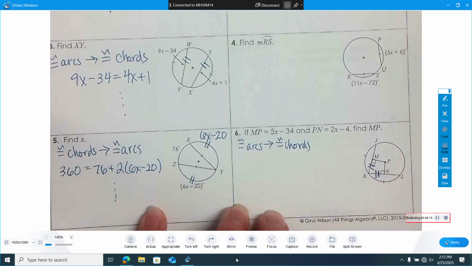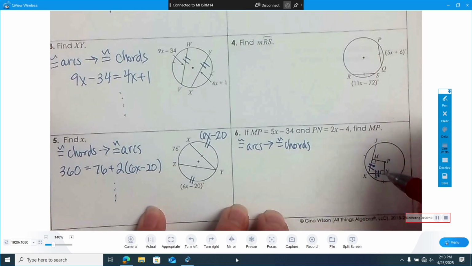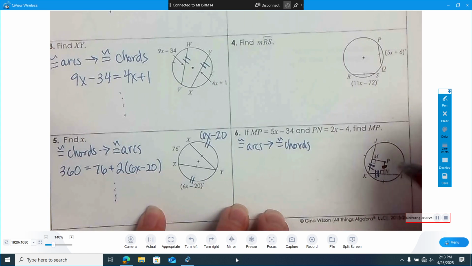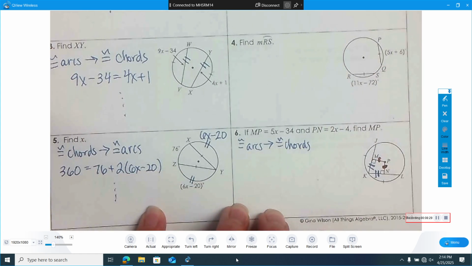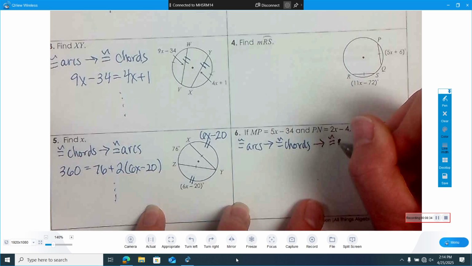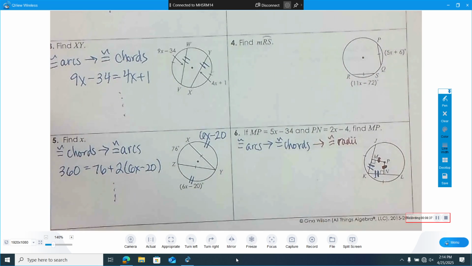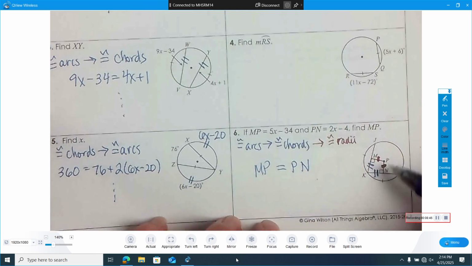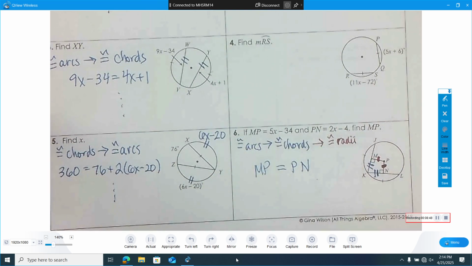The little baby radii, these guys right here from the center. I don't know what to call them. These little dudes, PN and MP, little baby radii, are congruent. So I'm just going to say congruent little radii. Call them Billies. Okay, which means MP is equal to PN. They are the same distance away from the center. So that little distance from the center to the chord, those are equal to each other.